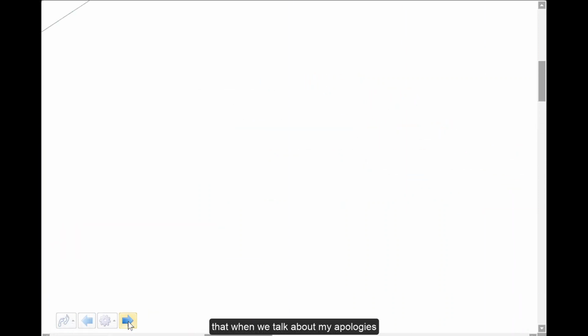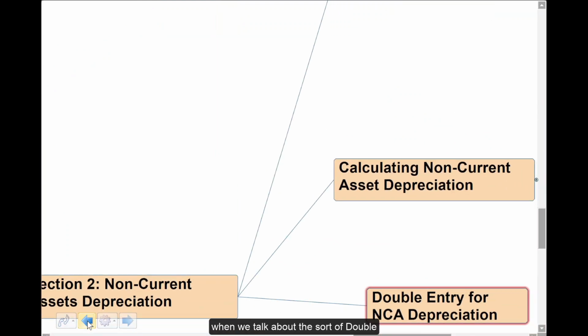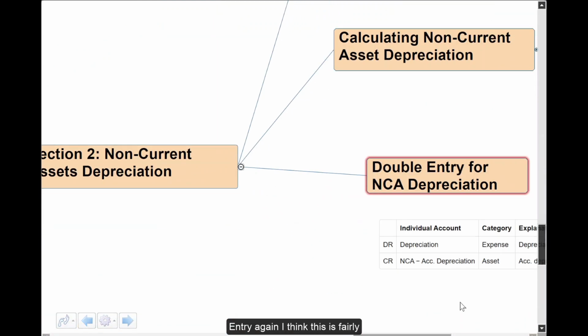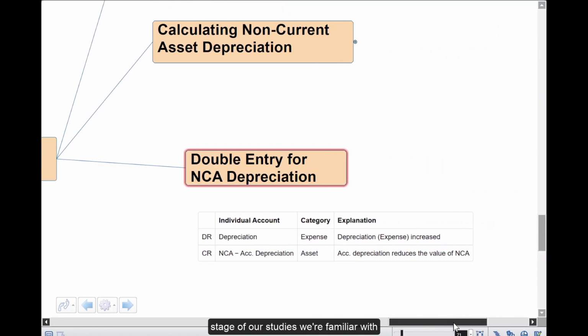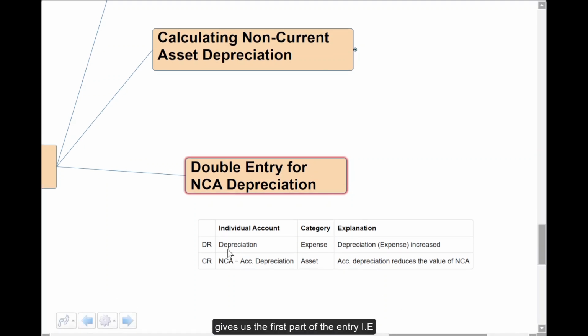Outside of that, when we talk about the sort of double entry, I think this is fairly straightforward because at this stage of our studies, we're familiar with the idea of creating an expense. And if you accept what we said up top, that depreciation is just an expense, then all we need to do is create it. That gives us the first part of the entry, i.e. the debit. Debit depreciation, i.e. increase the expense.